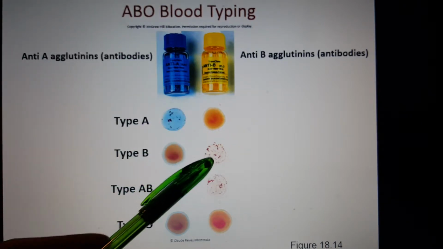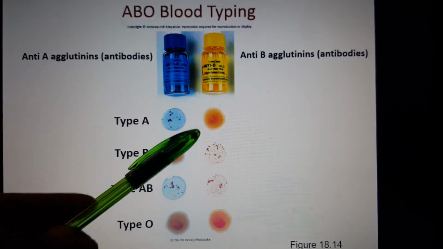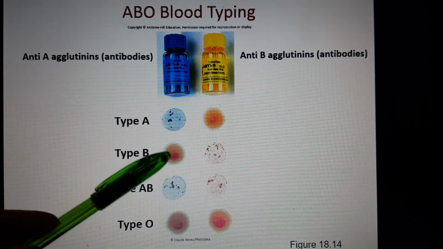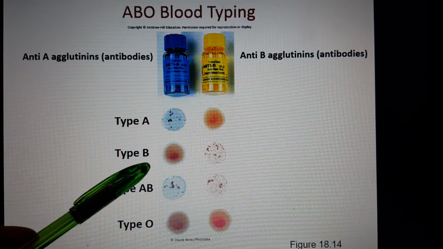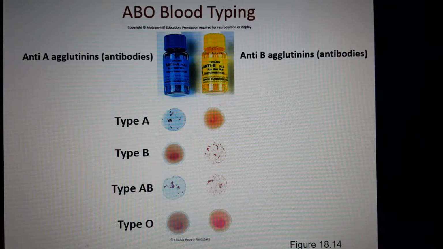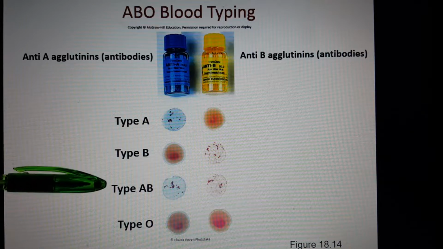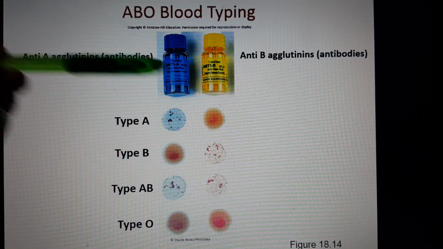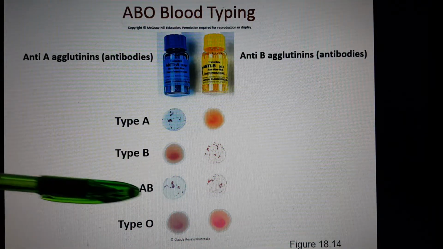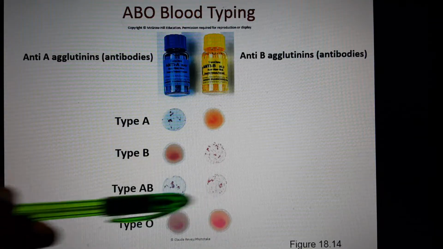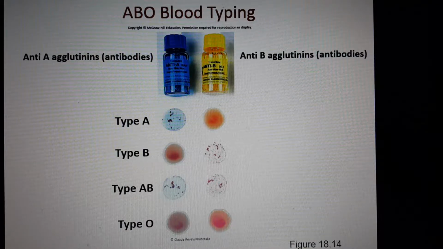Here we have clumping in the B column because it's compared to the B antibody. However, on this side, there's no clumping because in this type B blood, there are no A agglutinogens and therefore no reaction against the A antibody. For the type AB blood, there are reactions in both samples because they have both the A and B agglutinogen, so they'll react with both A and B. For type O, there's no reaction at all because the type O blood has neither A nor B agglutinogens.